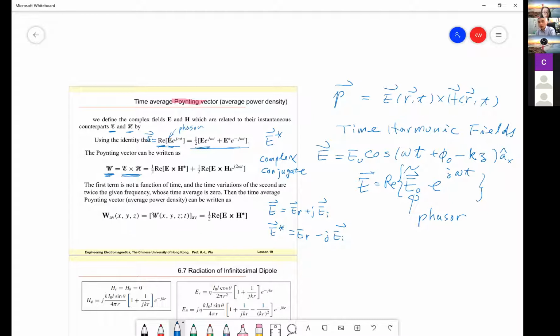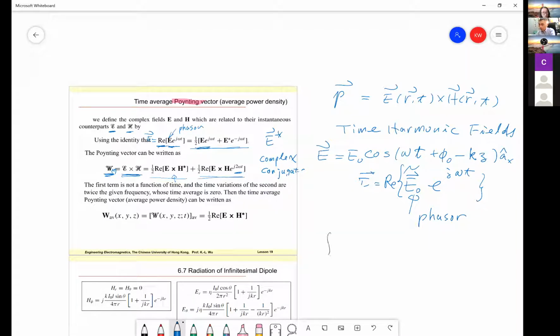Okay, if we use a phasor, that is equal to these two terms. The first term, the phasor itself, has nothing to do with time. The second term has something to do with time, but with the frequency doubled, 2 times omega. Because this is instantaneous, this is a function of time.